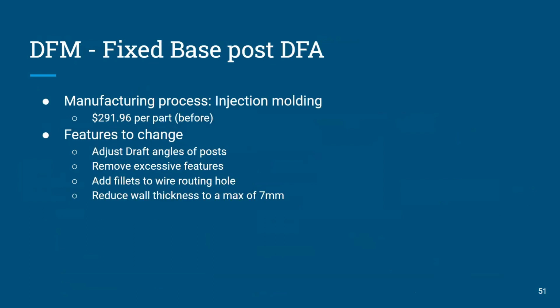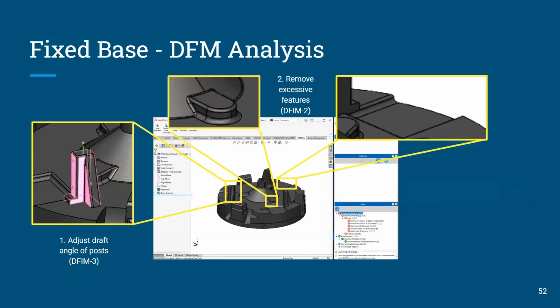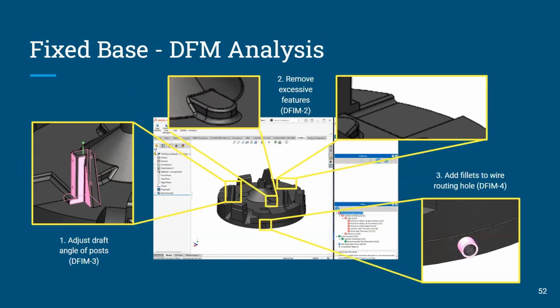For the fixed base, as Spencer mentioned, we switched to injection molding, which requires a pretty intense redesign. Before we did this redesign, the cost per part was $291.96. The features we decided to change after running this part through DfM Pro were adjusting the draft angle of the posts, removing excessive features to ensure uniform wall thickness, and adding fillets to wire routing holes so there are no sharp edges. In addition, we reduced the wall thickness to a maximum of 7 millimeters to be able to produce this part using injection molding.